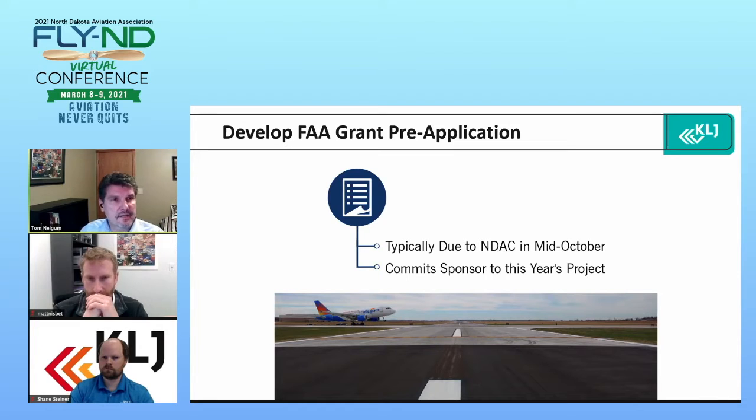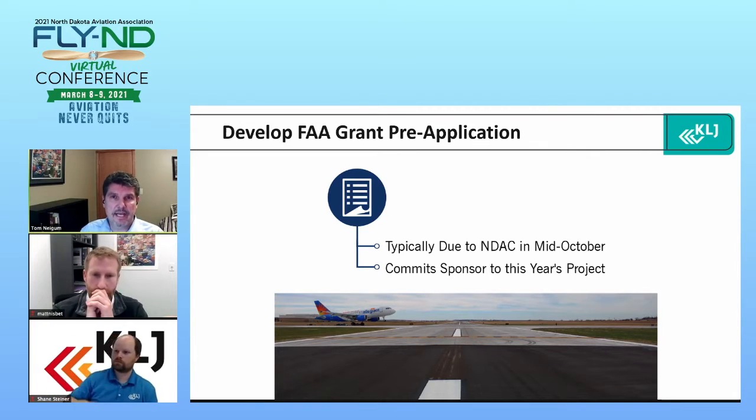The second thing is develop the FAA grant pre-application. So this is your pre-grant paperwork to give the FAA formal paperwork that says this is what we're going to do this year. That will follow after your initial meeting, your project initiation meeting with the state and the FAA. Typically, that's going to be due to State Aeronautics in mid-October. So you can expect that that'll be due about then.